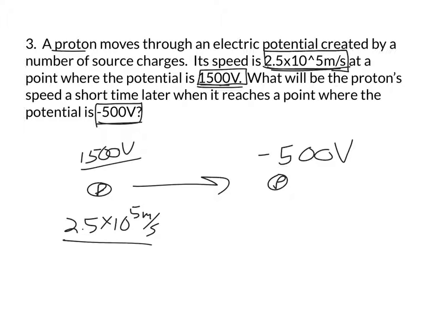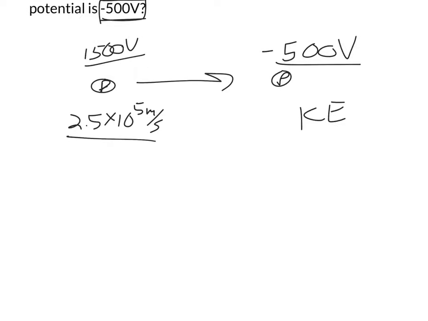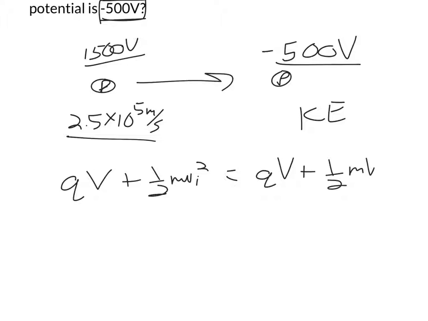What's it going to end with? Well, it has some amount of electric potential energy, although now it's negative, and it has presumably some speed, so it should have some kinetic energy as well. So we're just going to set up a conservation of energy equation. All the energy it starts with has to equal all the energy it ends with. So at the top, the potential energy, U, which in this case is Q times V, plus the kinetic energy, which is half m v initial squared, should be equal to, at the end, QV plus the kinetic energy at the end, which is half m v final squared. And I'm looking for this v.